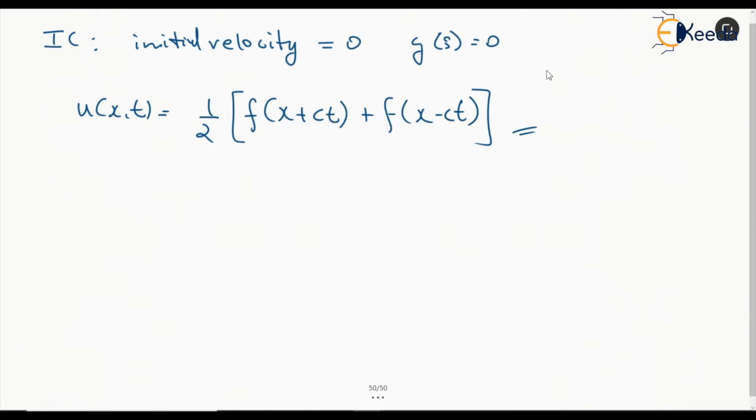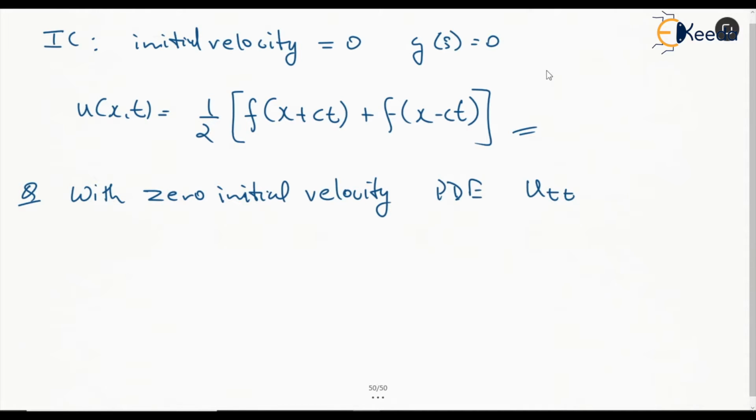So let's see one case. It says, with 0 initial velocity, the partial differential equation u_tt, that is the double derivative with respect to time, is equal to c square times u_xx, the double derivative with respect to x, from minus infinity to infinity and t greater than 0.